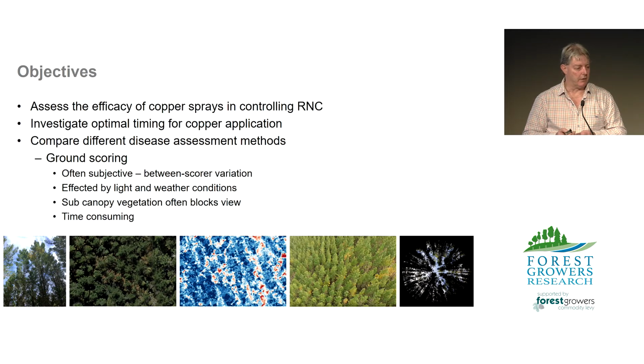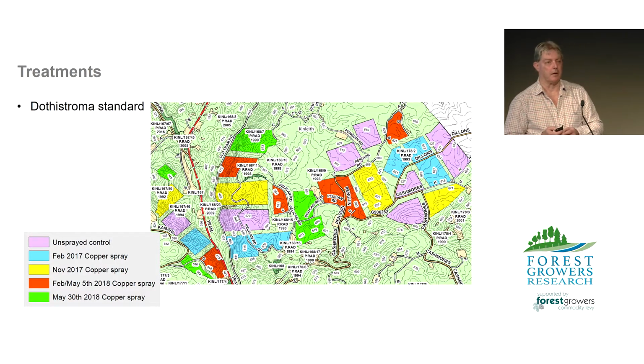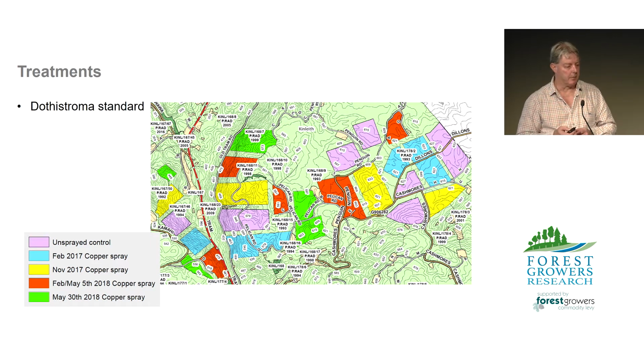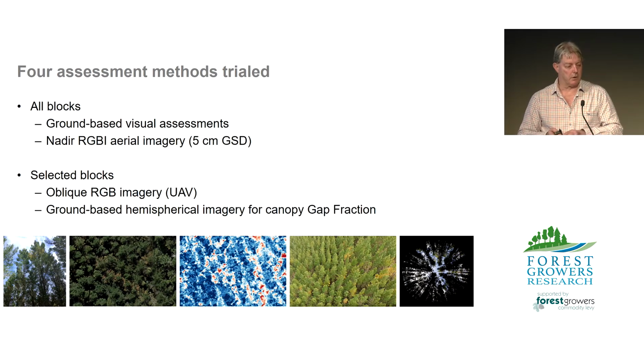So what we did is we used an operational spray trial that was established in 2017, a routine randomised block trial with spray applications in February and November, and a double spray in February and May. From that, with all blocks, we looked at ground-based visual assessments. We looked at taking colour aerial imagery directly below, with the target directly below the aircraft or the UAV. We also looked at oblique imagery and hemispherical imagery to look at canopy density.